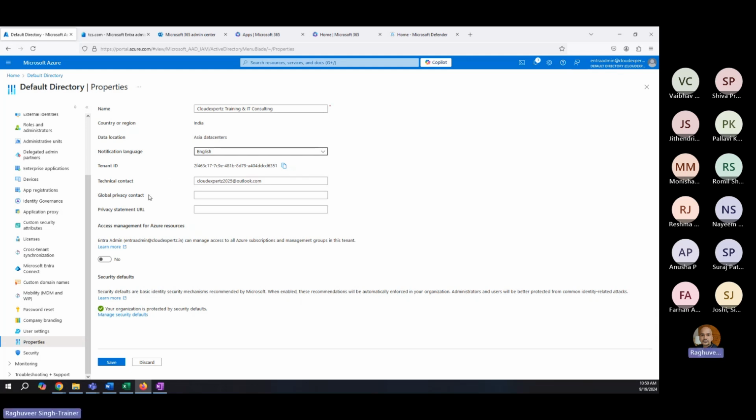Now I can put my technical contact. So this is where you can put certain information here. By default, it is the account that you sign up with. So I signed up with this email account, which is outlook.com. That becomes my technical contact.